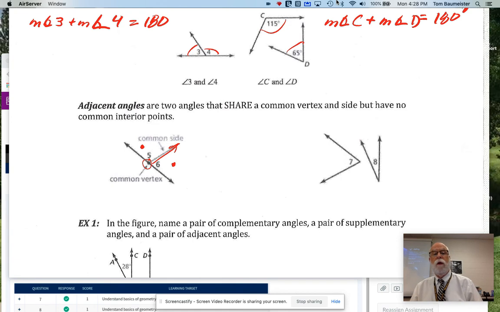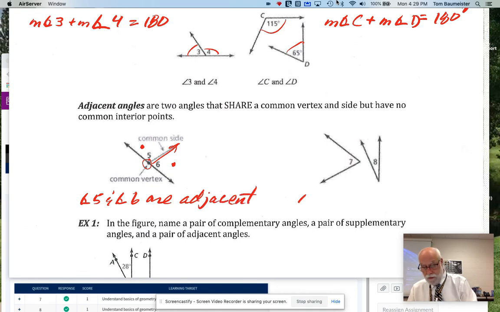So again, it says that they have to share a common side. An easy way to think of it is next to. They are next to each other. So adjacent is the same as next to. In this case, you can tell that angle 5 and angle 6 are adjacent. But angle 7 and angle 8 are not, or non-adjacent.